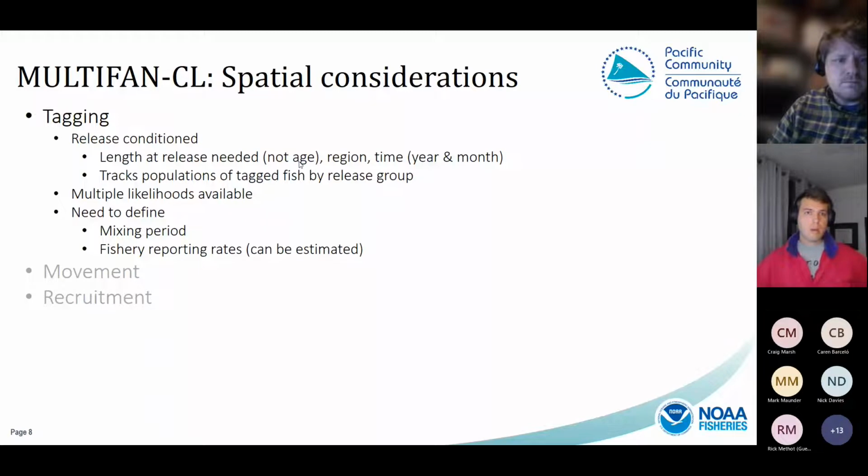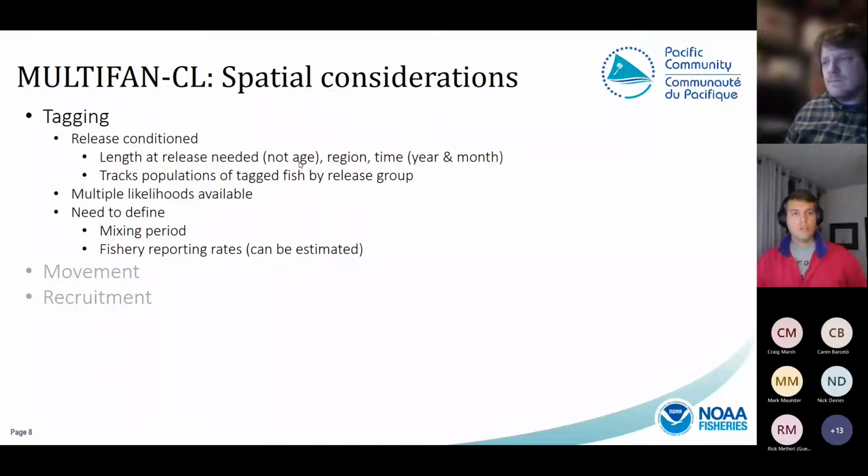It also tracks these populations of tagged fish by release group. So you have multiple tag populations going forward in the model calculations. There's a few different likelihoods that you can choose from. We've only looked at one of them in this study, the negative binomial, but there are some other options available that are in different phases of testing.